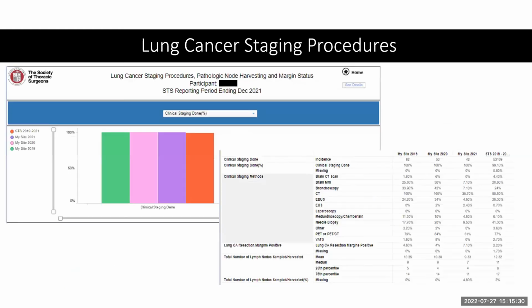Okay, next slide. So this is the lung cancer staging procedures report. There's not a ton to say here. It's pretty self-explanatory. This has all your clinical staging methods broken down by year. You can click on the little arrow where it says clinical staging done, and you can select different things, and it will update the graph or the chart to display different information. I will note that there is a known issue with this, where the 2021 percentages are reporting lower than they should be. Just FYI on that. Okay, that's pretty much all I have to say about that chart.